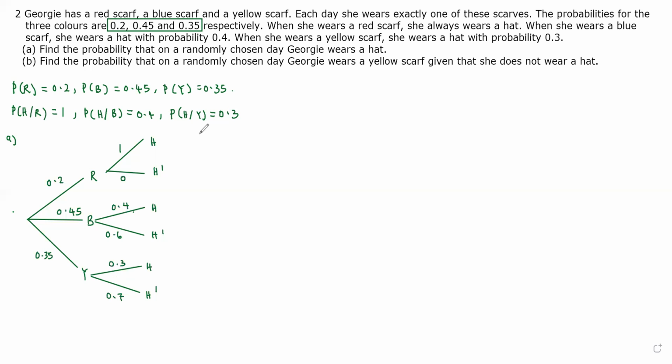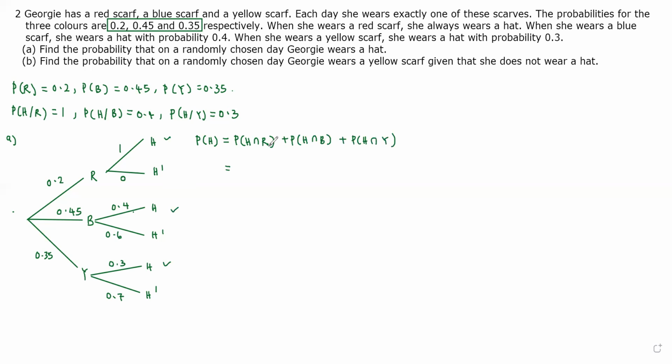Find the probability that she wears a hat. So we need to find the probability of wearing a hat. The probability of wearing a hat is given by the probability of wearing a hat and a red scarf, plus the probability of wearing a hat and a blue scarf, plus the probability of wearing a hat and a yellow scarf. So we are looking at the sum of these three probabilities here.